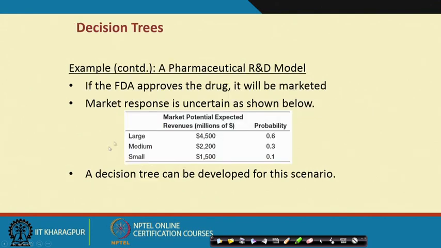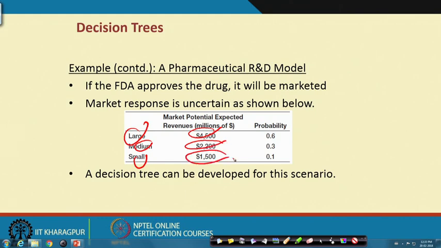So, now the investment decision has three different alternatives: large, medium and small. The market potential expected revenue is $4,500, then $2,200 and $1,500, and corresponding to these potential outcomes or revenues, we have a corresponding probability, because it is a business which is not clearly certain.